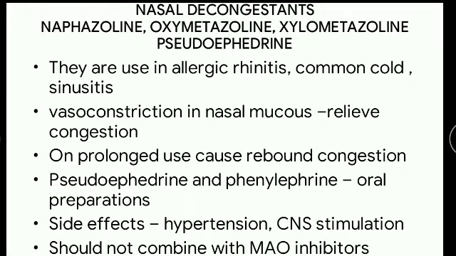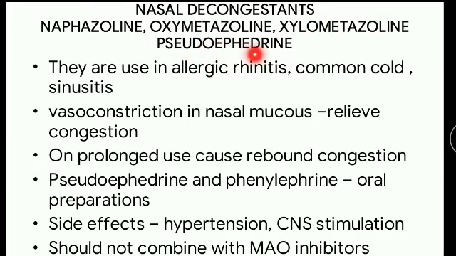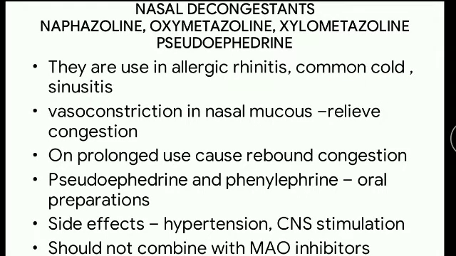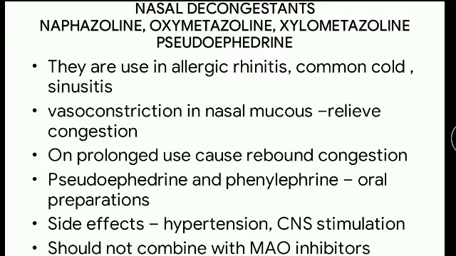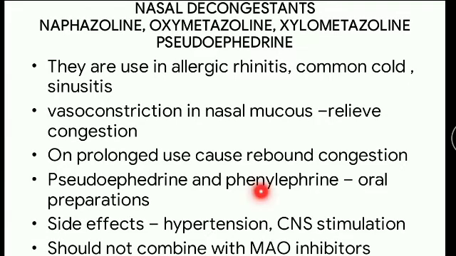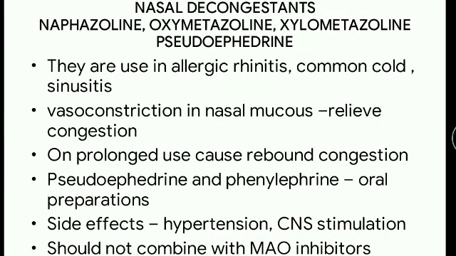Next, the nasal decongestants are naphazoline, oxymetazoline, xylometazoline, and pseudoephedrine. These are used in allergic rhinitis, common cold, and sinusitis. They cause vasoconstriction in nasal mucosa and relieve the congestion. On prolonged use, they cause rebound congestion. So they should not be used for a long time. And pseudoephedrine and phenylephrine are the oral preparations. The side effects include hypertension and CNS stimulation. These should not be combined with the MAO inhibitors.